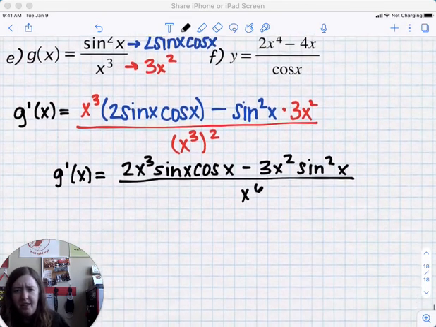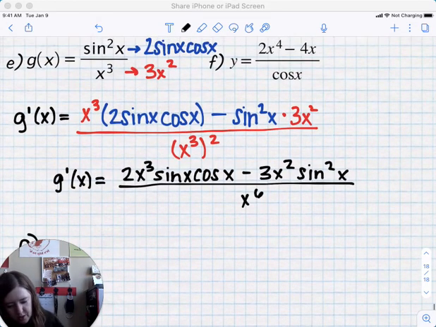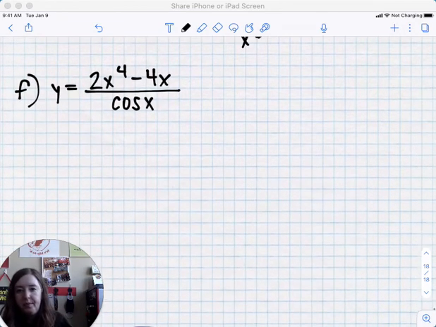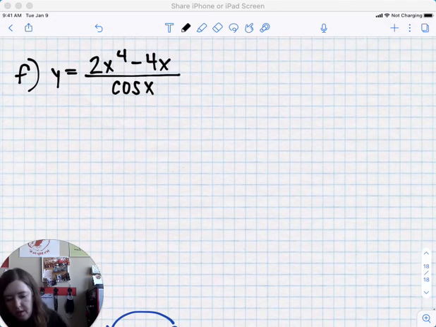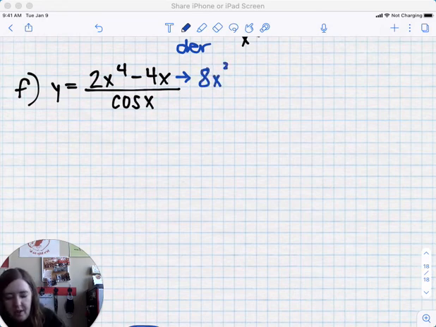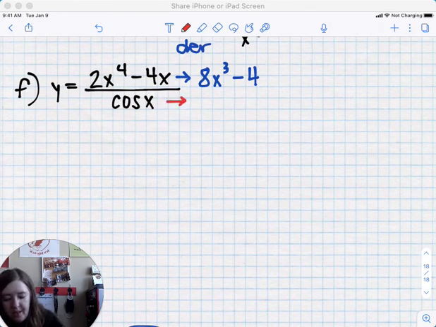Ooh, okay, we're going to put f a little bit farther down. This was 2y equals 2x to the 4th minus 4x all over cosine of x. So, we'll look at these derivatives. The derivative of the top, let's see, we'll bring that 4 down and multiply, so that's 8x, subtract 1 is 3. Then the derivative of negative 4x is negative 4. There on the bottom, the derivative of cosine is the opposite of sine.